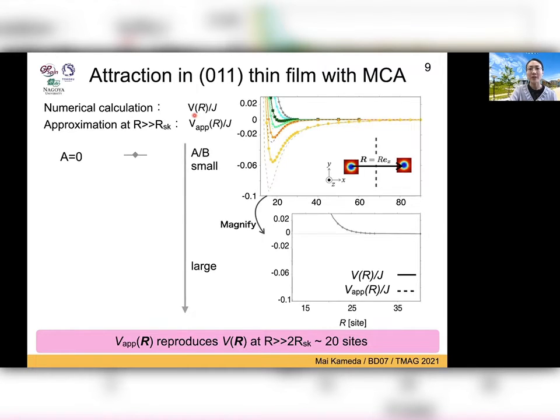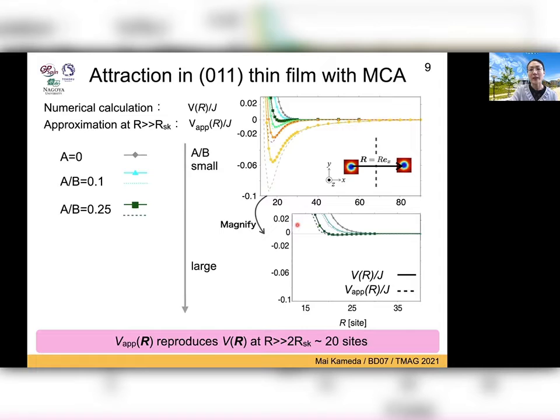The skyrmion configurations are found by combining Monte Carlo simulation and solving the LLG equation. In our parameter setup, the skyrmion radius is about 10 sites. This is the whole view of the interactions, and this is the magnified view up to 40 sites. When the MCA constant A equals 0, the repulsive interaction is reproduced. A similar interaction is found at A over B equals 0.1. The magnitude of A is scaled by the magnitude of the Zeeman energy.